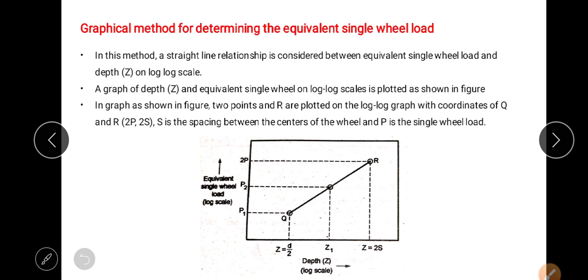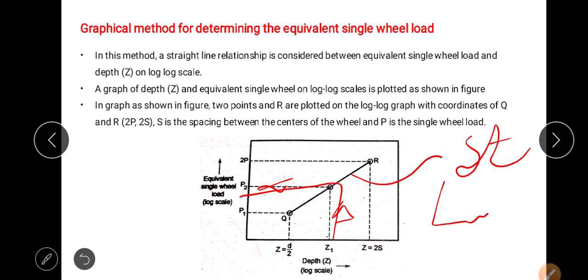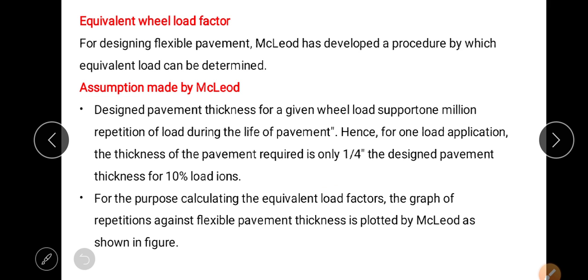This is also completed. This graph also we have seen. Depth d by 2 and p are the two coordinates. Here z is equal to 2s and 2p is the magnitude. At any depth we can calculate the load or the stress. You have to come from the abscissa, touch the curve, and this is assumed as a straight line curve. This is a similar graph. Okay, we have already seen this.